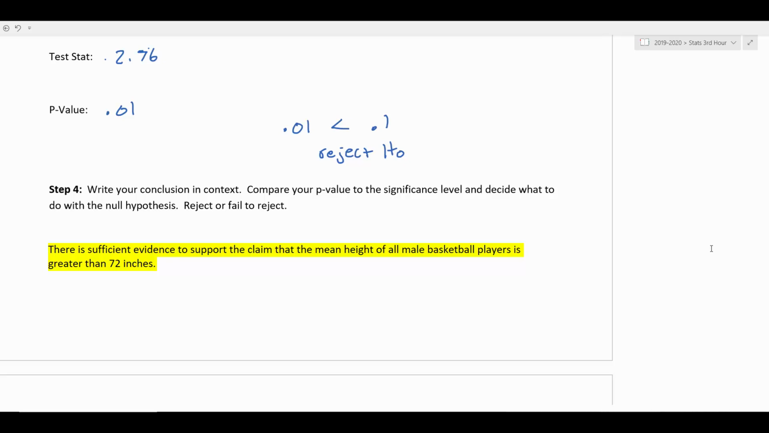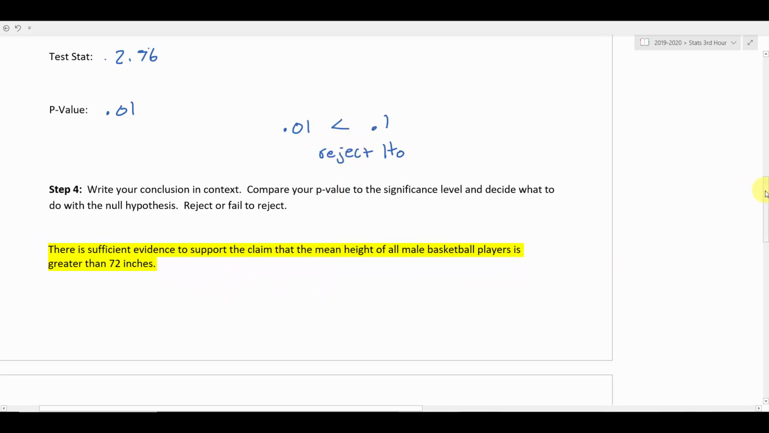It says there is sufficient evidence to support the claim that the mean height of all male basketball players is greater than 72 inches. Right? This was too low, so we rejected that the mean was 72 inches, which means we must assume that it is now greater than 72 inches. We don't know how much greater or exactly where it's at, but we know that it's greater than 72 inches at a 10% significance level. All right, so that finishes off our test. That's how we write the conclusion in context after we have compared our p-value and made a decision.